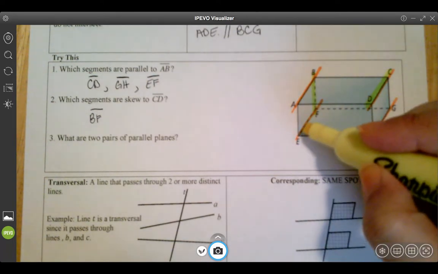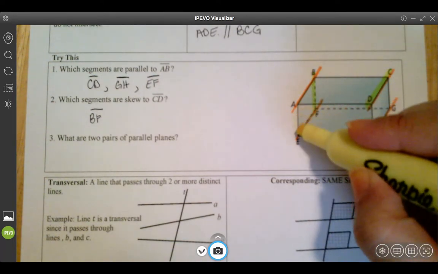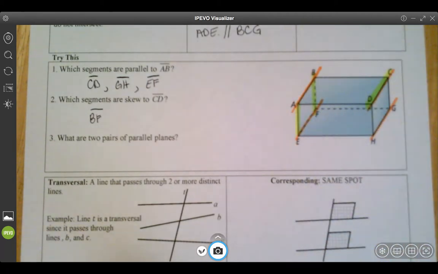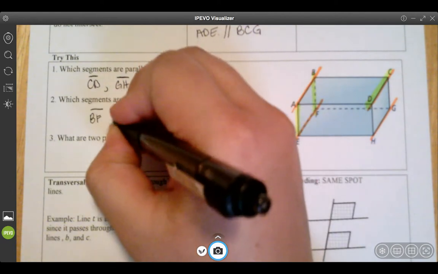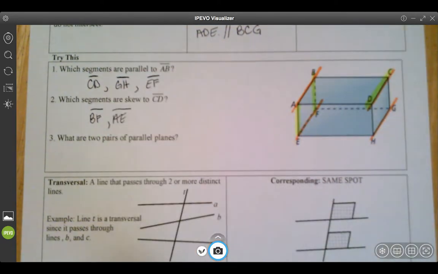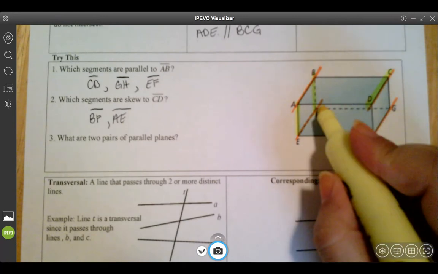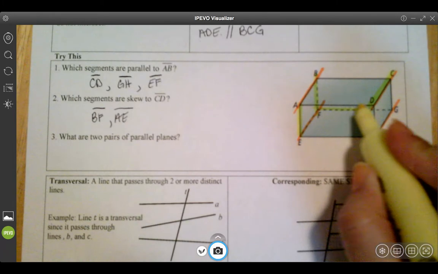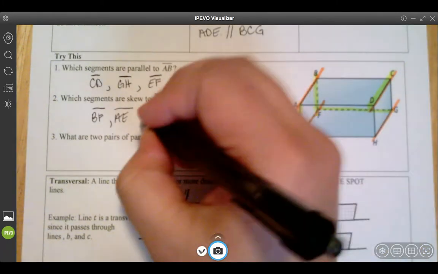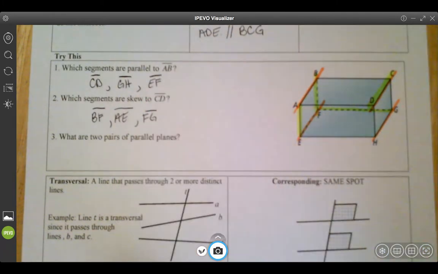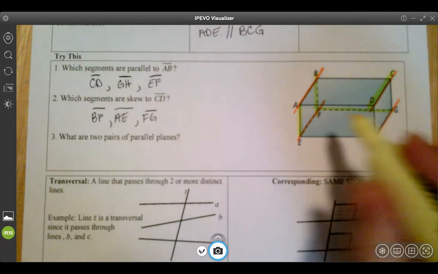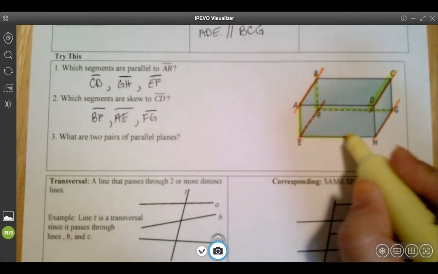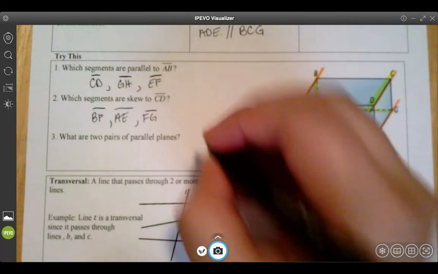Okay, EF was parallel. What about AE? AE is in a different direction and it will never cross CD. So AE is skew. Okay, and then we have FG. FG will never cross CD and it's in a different direction. And we have EH here is in a different direction and will never cross CD. So EH is also skew.